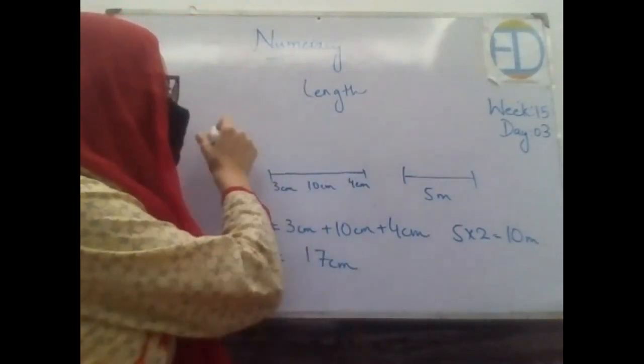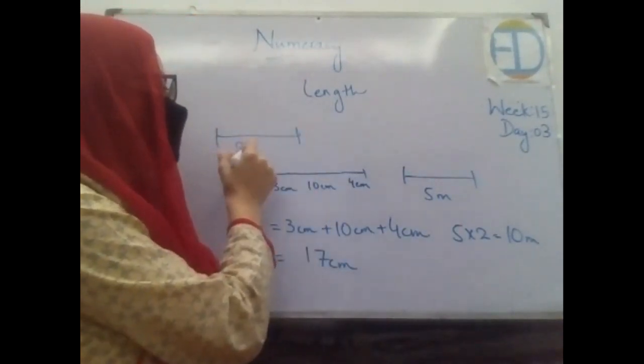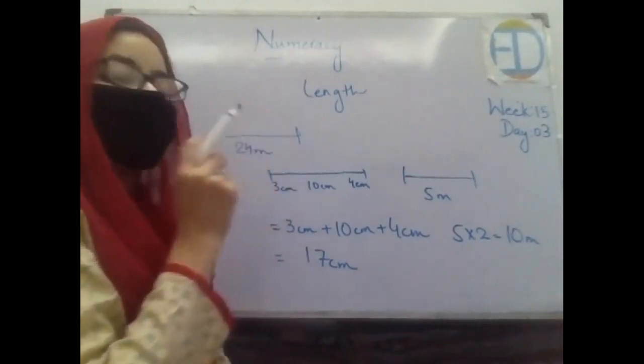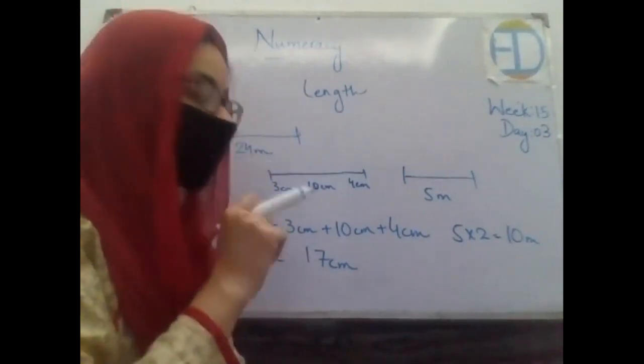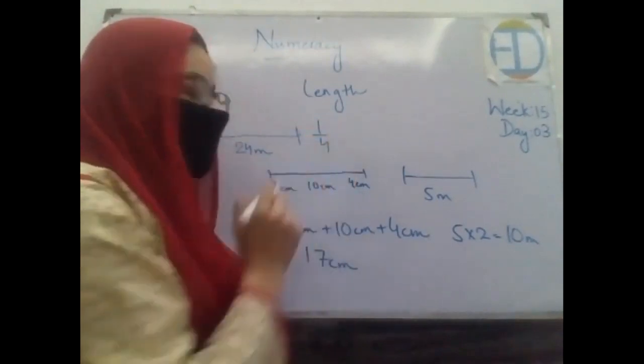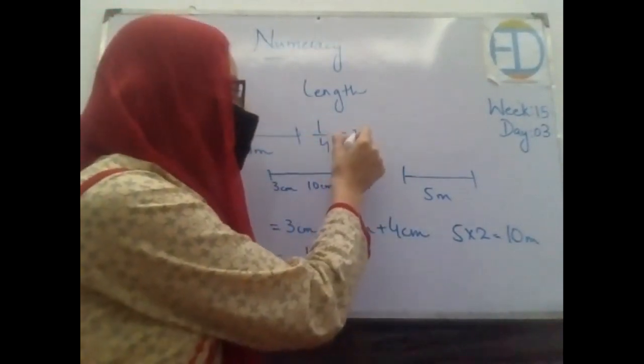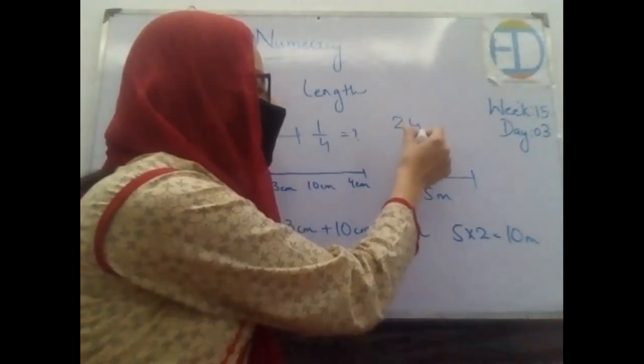Similarly, let's say I ask you that there is this line which is 24-meter long. Please find the 1/4 of it. 1/4 means 1/4 of it. So how will you find the 1/4 of it? You will divide 24 with 4.